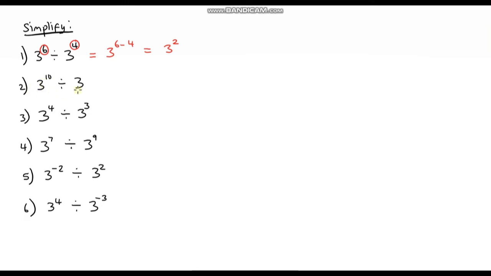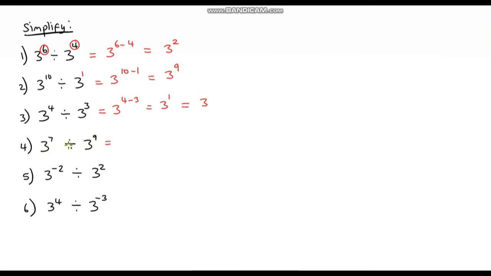Okay, question 2, we've got the same base again, so we're going to subtract our indices. Well, what is the index here? Well, this is just 1, 3. I could write 3 to the power 1 just to help you. So we're going to do 3 to the power 10 minus 1, which is 3 to the power 9. Okay, question 3, we've got the same base, so we're going to subtract our indices. So it's going to be 3 to the power 4 minus 3. And 4 minus 3 is 1, so it is 3 to the power 1. You can leave it like this, but 3 to the power 1 is just 3, so it's better off leaving it like this. This is fully simplified.